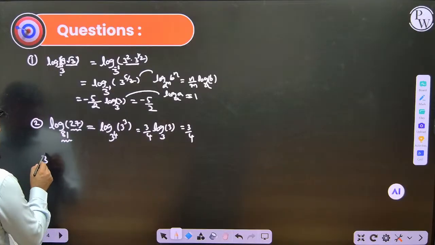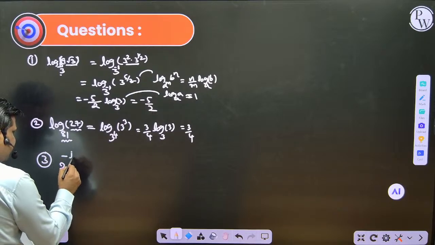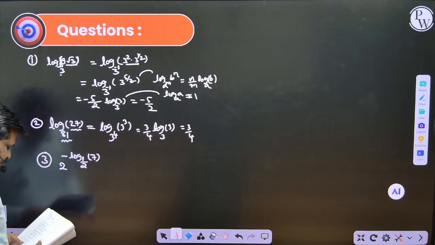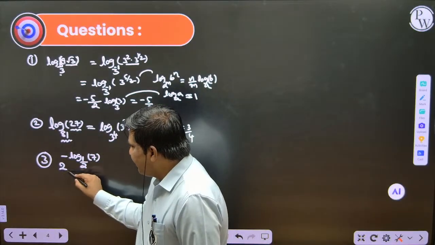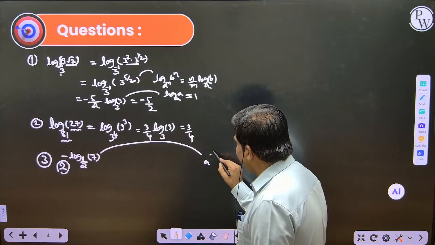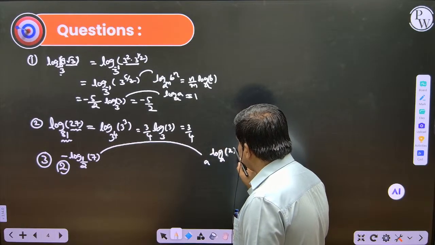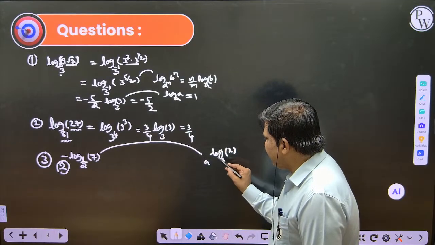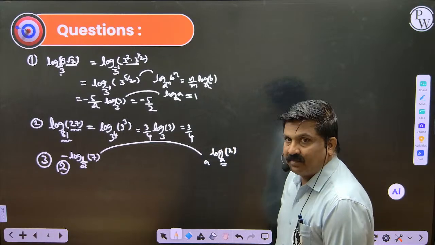Next, third question: 2 power of minus log of 1 by 2 plus 7. What is this value? See here, 2 is there. That's why we try to convert this problem into the form a power of log of x to the base a.